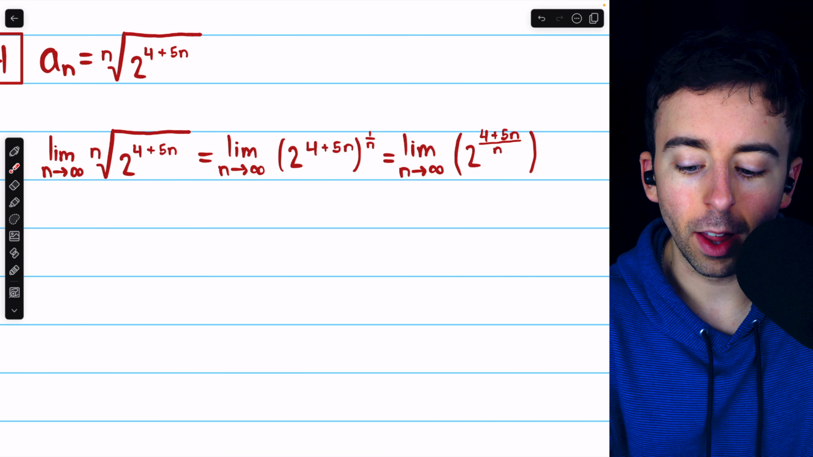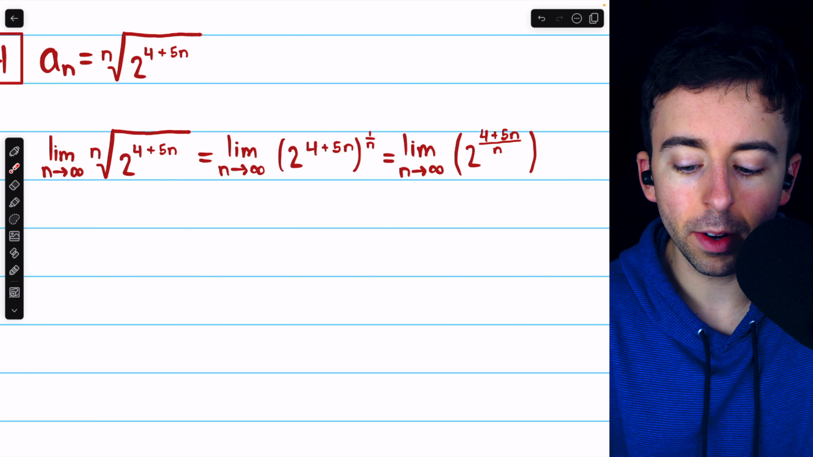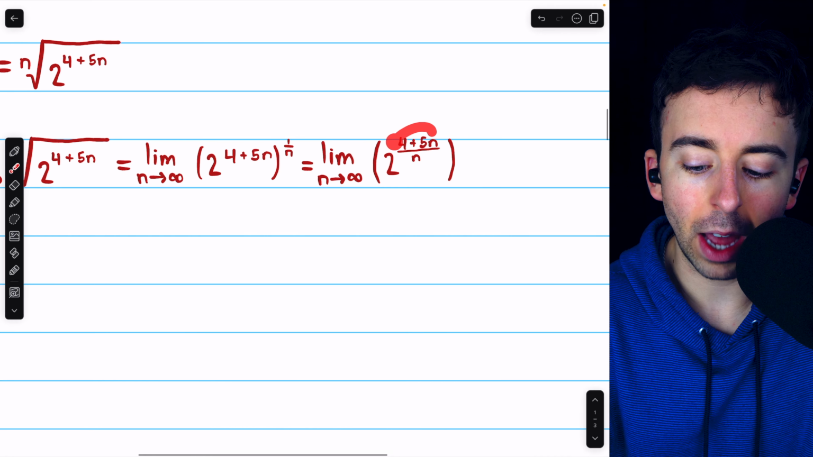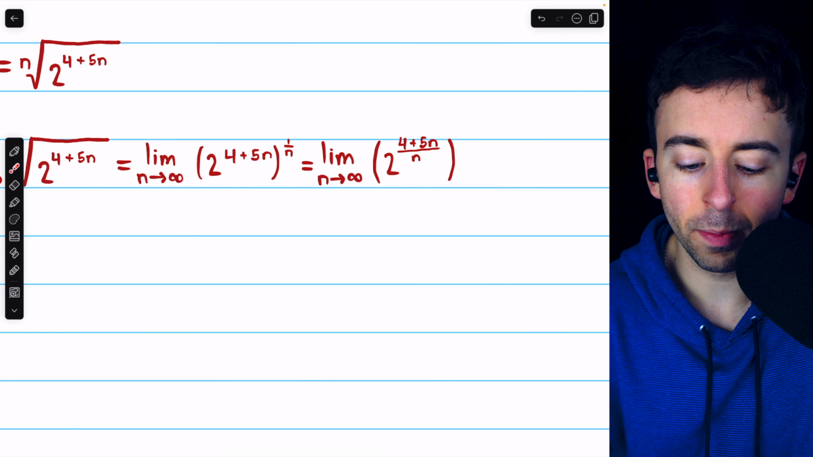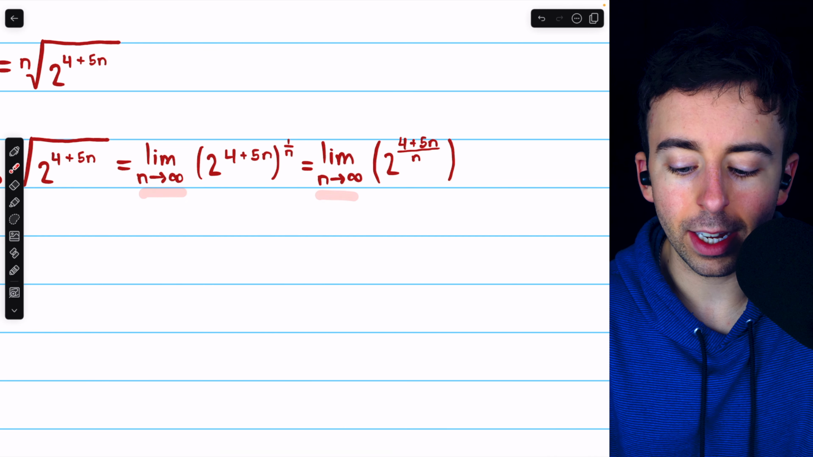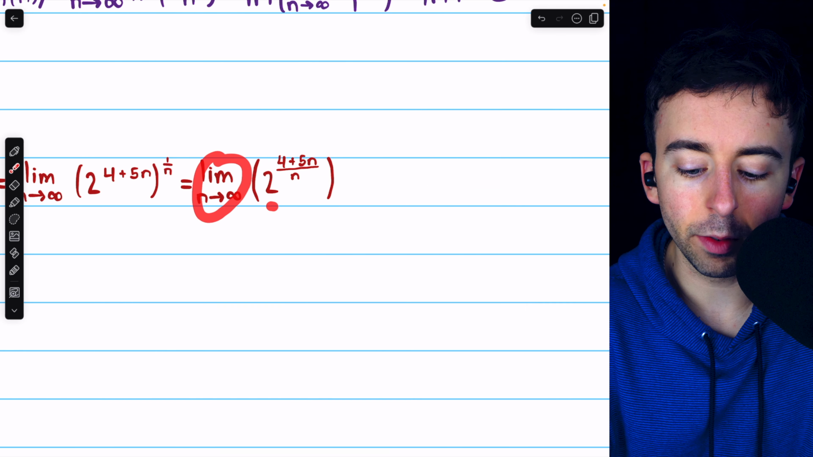Then by our exponent laws, we can just multiply this exponent across through that one. So it becomes 4 plus 5n over n. Of course, that's the exponent of 2. And n is going to infinity. Well, now this is just going to be 2 to the limit of this.